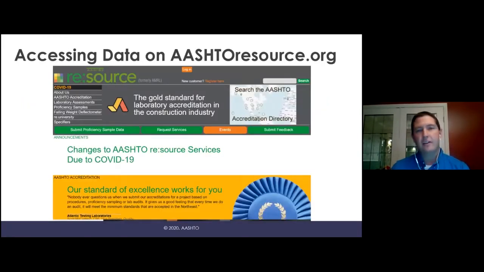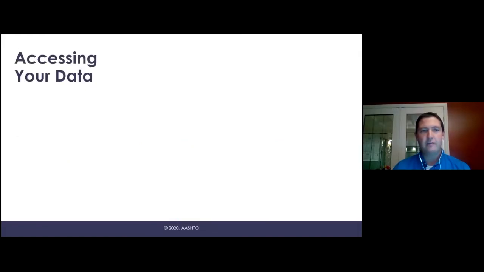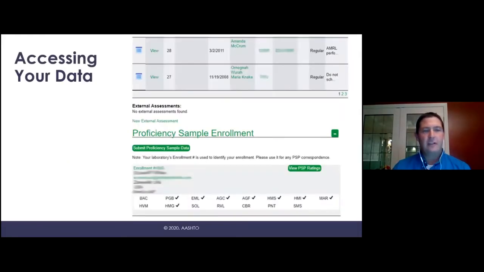Accessing the data on the AASHTO Resource website is going to be our first topic. So basically, you're just going to log in under your laboratory's credentials, just as you would for anything else, for resolving deficiencies from an assessment, or just looking for general information, basically the same criteria. And to specifically get to your data, once you log in and you are in your portal page, you can scroll down toward the bottom and you'll see the link that's listed there. It's a radio button that says View PSP Ratings.